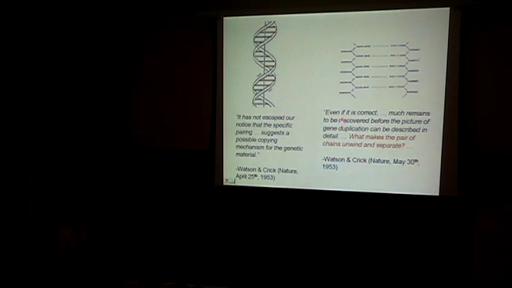But this paper had this final paragraph. Even if everything is correct here, there are still many things to discover. For example, if the base pairing is so stable, what makes the chains separate and unwind to make copies of each strand? About 25 years later, people discovered a class of enzymes called helicases that catalyze unwinding of double-stranded DNA into single strand using ATP as the fuel.